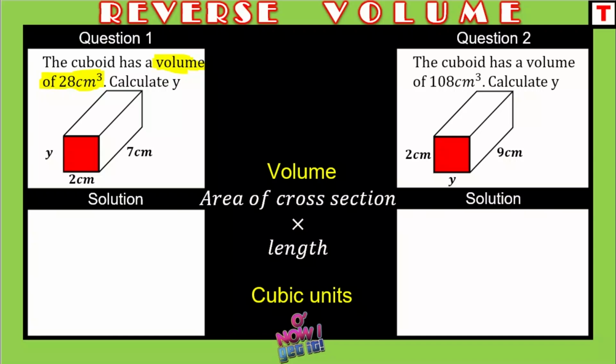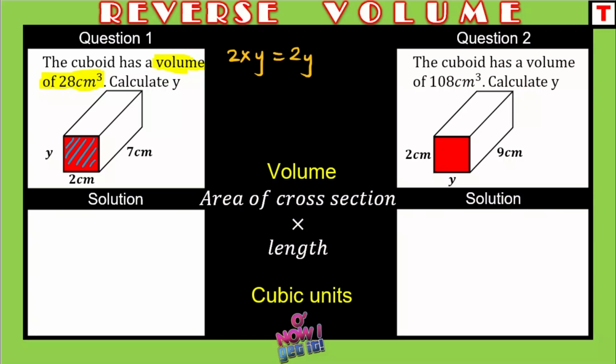So if we're being asked to work out the value of y, then that means again we will start with the area of the cross section like what we have always done. So we need the area of the cross section right here. Okay, so let's have a look and see what's happening here. So we're going to be doing 2 multiplied by y, which is going to give us 2y, and that would be the area of the cross section.